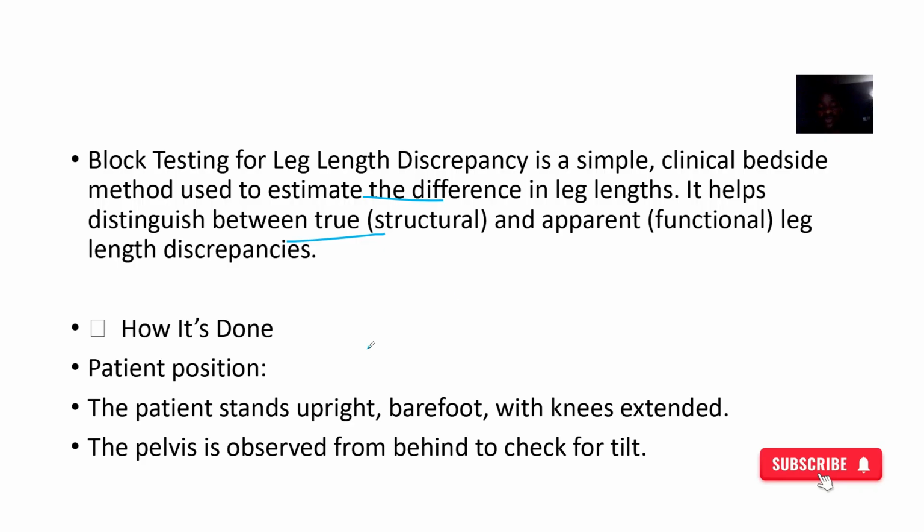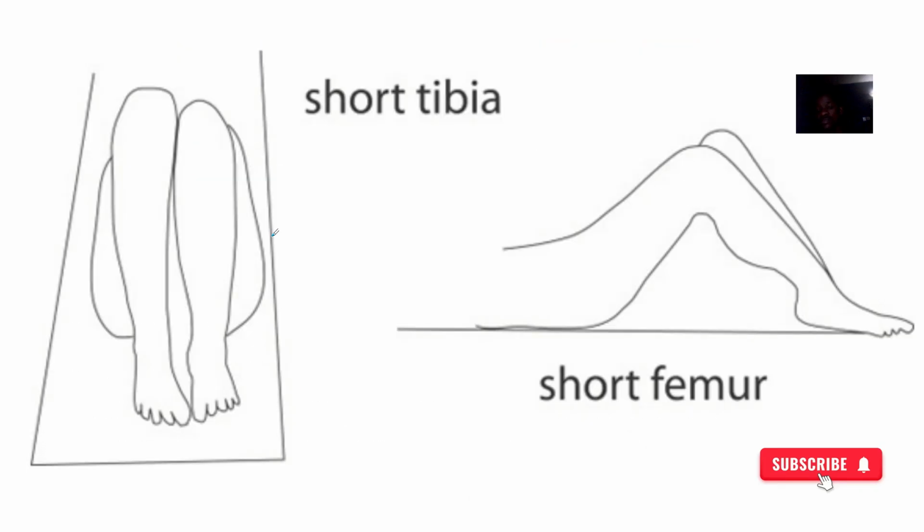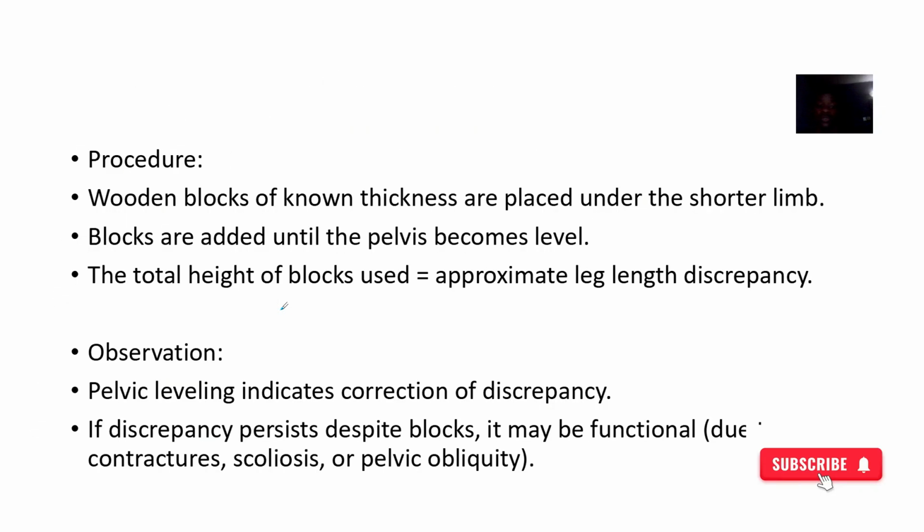Okay, so the patient position. The patient stands upright, barefoot, with the knees extended. The pelvis is observed from behind. So you actually first of all observe the pelvis from behind to see if there's a tilt. Do you understand? So procedure.